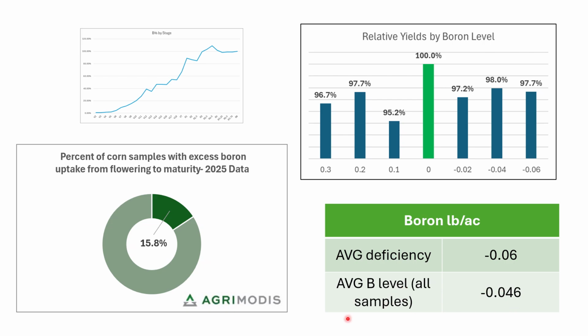So maybe boron's not as big a deal as we thought it was. I know it has purpose. I know it's got physiological function. We shouldn't ignore it, but we shouldn't expect to have 20 bushel yield gains because we added boron to our program. So that's it on boron.